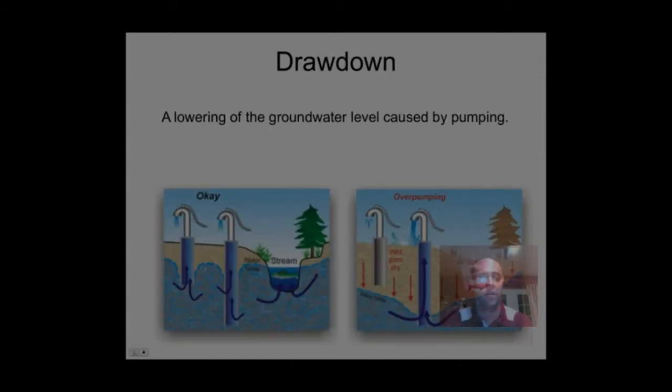So I want to differentiate between cone of depression, which is that cone, that V around a well that we get when we pump it, versus drawdown, the lowering of the water table. On the left-hand side, we see this cone of depression. We go ahead and overpump that sucker, and on the right-hand side, we have lowered the entire water table. That is drawdown. Drawdown is the lowering of the water table. Cone of depression is what happens naturally right next to that well when we pump it.